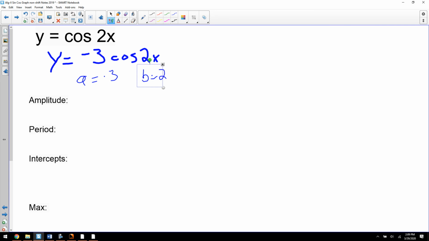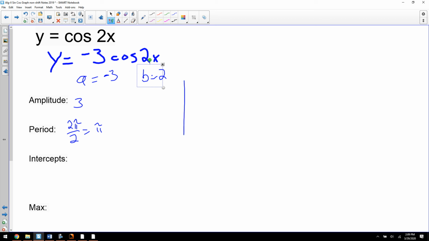I apologize for my writing on the screen. This is really difficult. So that means your amplitude, remember, is always the absolute value of A. So your amplitude is still going to be 3. The period is going to be 2 pi divided by 2, because that's our B value. So our period is pi. And again, we'll come back to the intercept stuff later on.